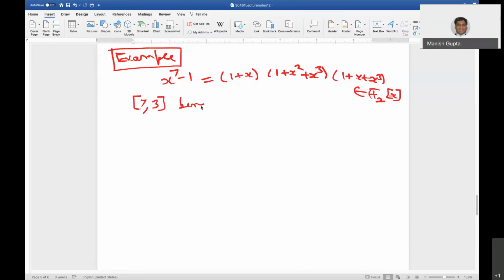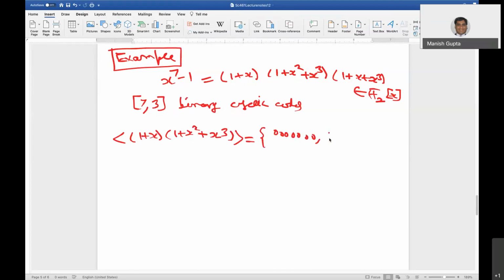One will be generated by 1 plus x into 1 plus x square plus x cube, and that will be 1 1 1 0 1 0 0 0 1 1 1 0 1 0 0 0 1 1 1 0 1 1 0 0 1 1 1 0 0 1 0 0 1 1 1, 1 0 1 0 0 1 1 1 1 0 1 0 0 1.